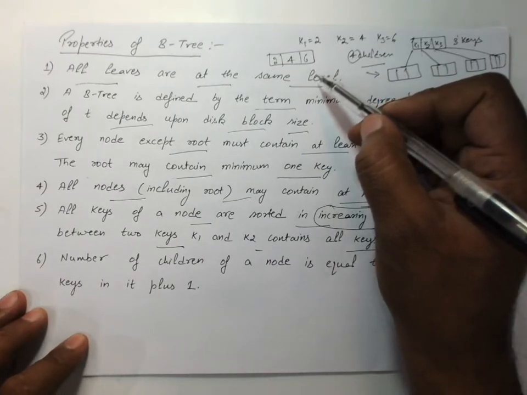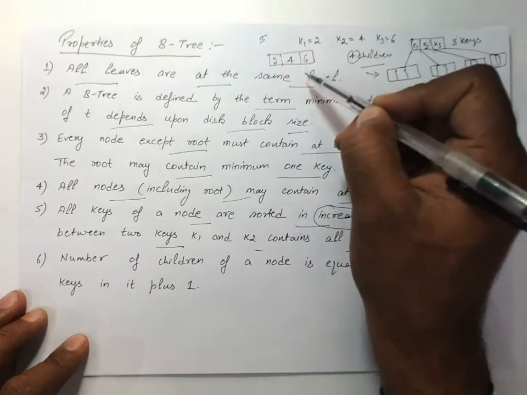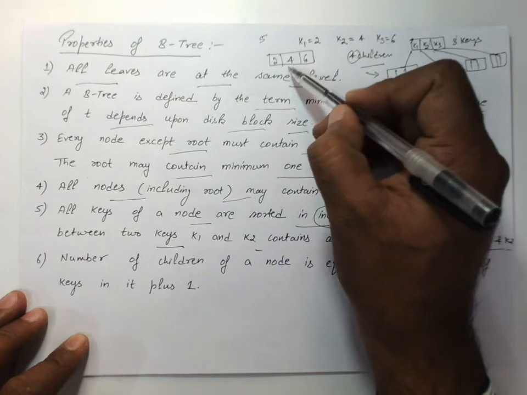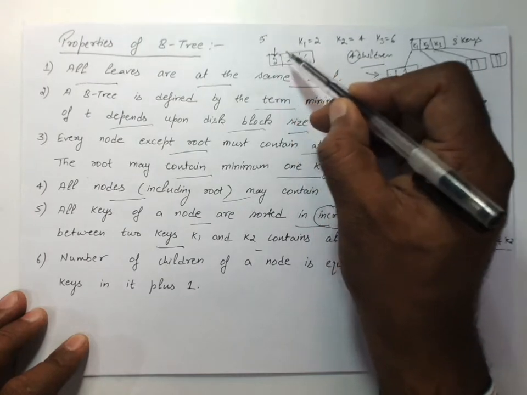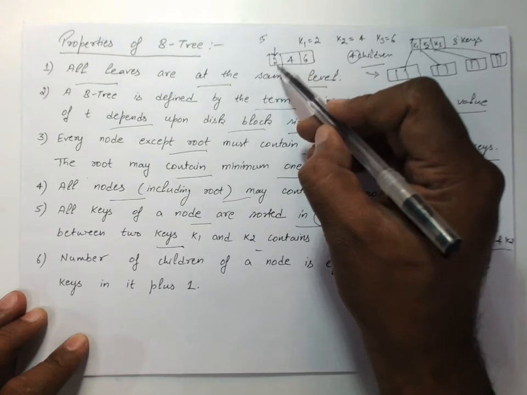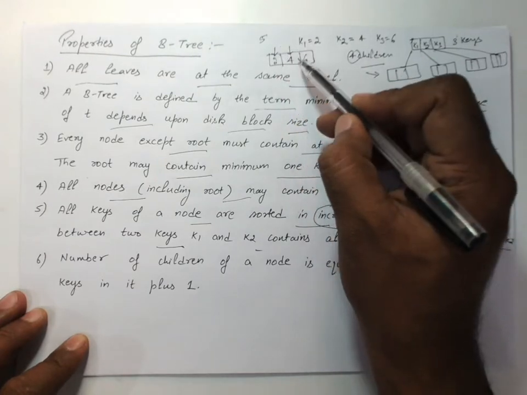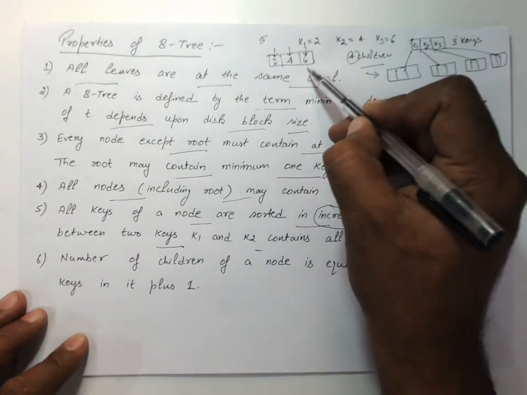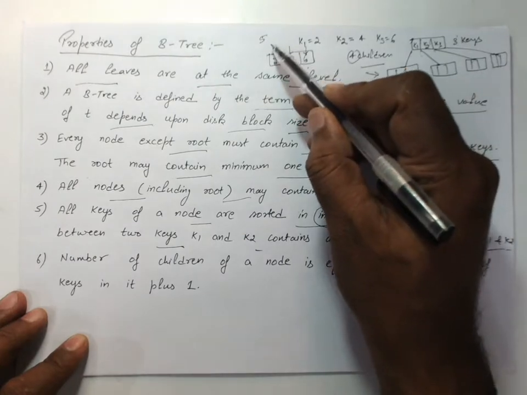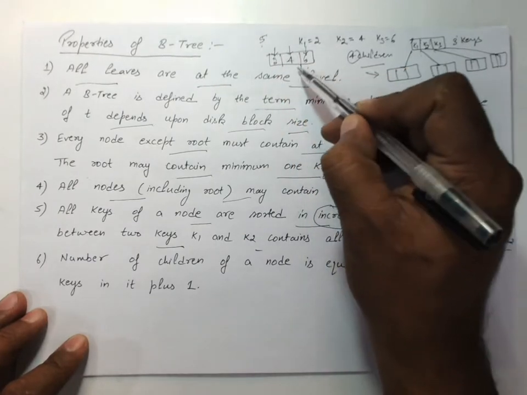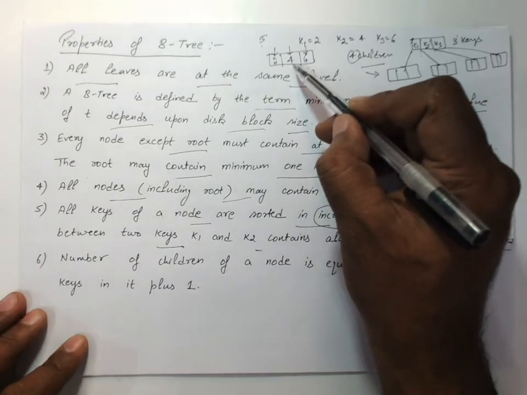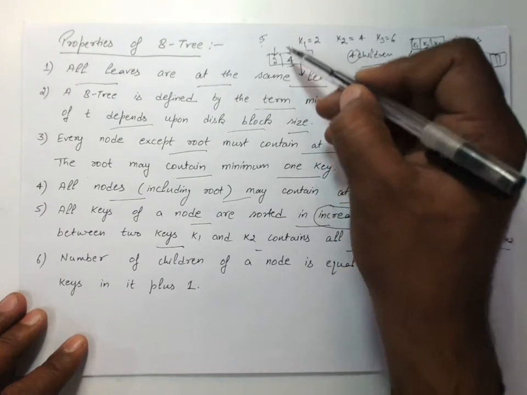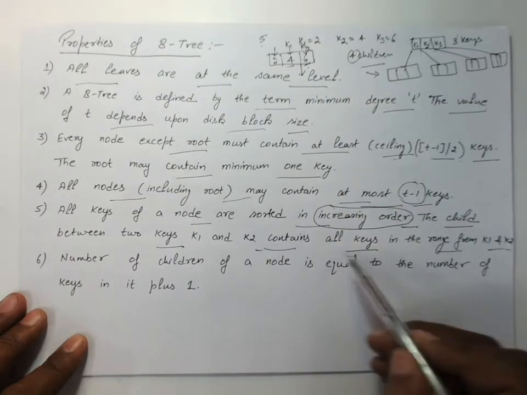Whenever you want to insert a value, for example 5, it is compared with the values in that single node. First it compares with 2: 5 is greater than 2. Then it compares with 4: 5 is greater than 4. Then it compares with 6: 5 is less than 6. So it lies between these two values, because 5 is greater than 4 but less than 6. So it will lie between the keys. This is the property.